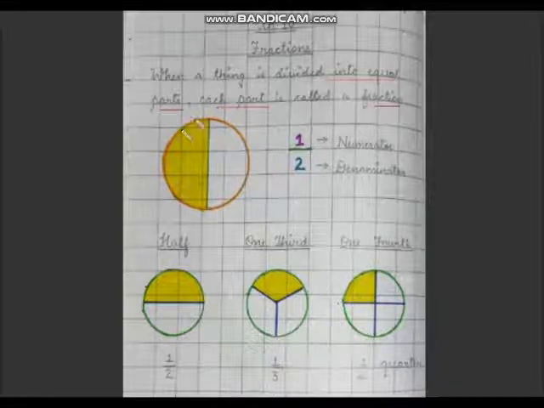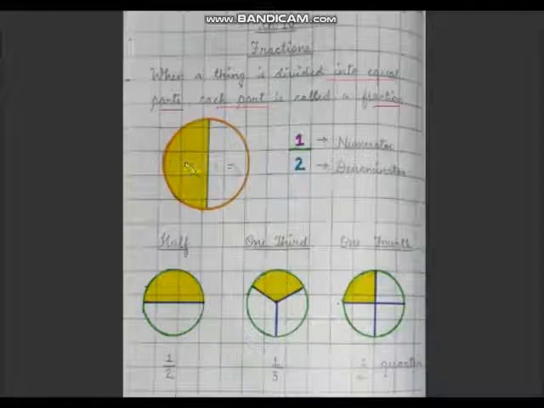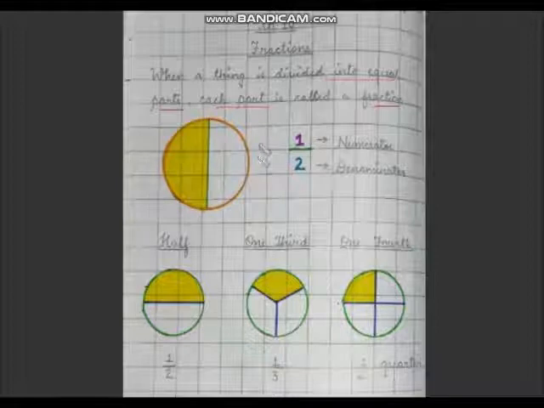For example, this circle. This circle is divided into two equal parts, right? One part is colored. So here the fraction is 1 upon 2. Why? Because in this circle, one part is shaded from two parts, right? There are two parts, this part and this part. This part is colored and this part is blank. So there are total two parts of this complete circle. But only one part is shaded. So we will write this fraction as 1 upon 2, or you can say 1 by 2.